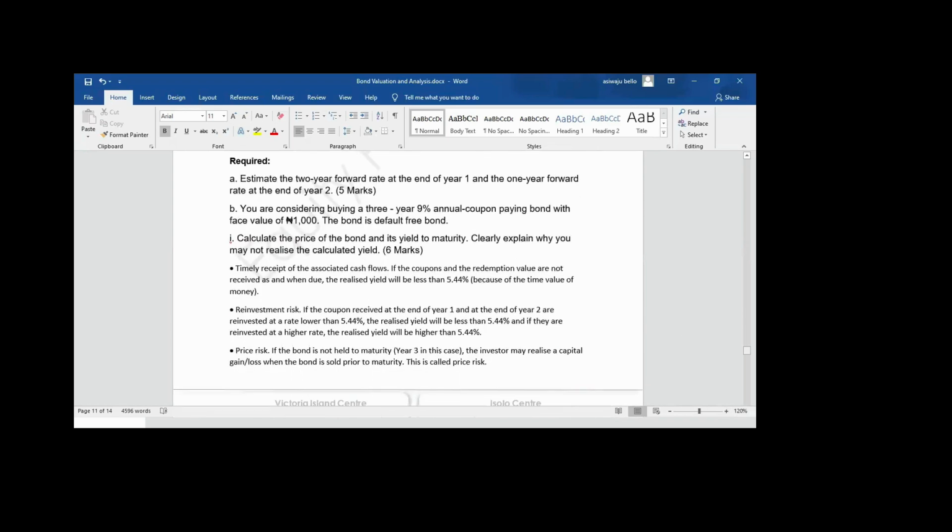You are considering buying a 3-year bond. You are considering buying a 3-year 9% annual coupon paying bond with a face value of 1,000. The bond is a default-free bond. That means this bond is a government bond. Are you there, please? You are looking at buying a 3-year 9% coupon bond with a face value of 1,000 naira. The bond is a default-free bond.